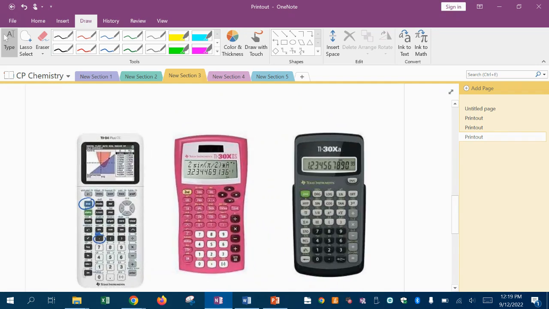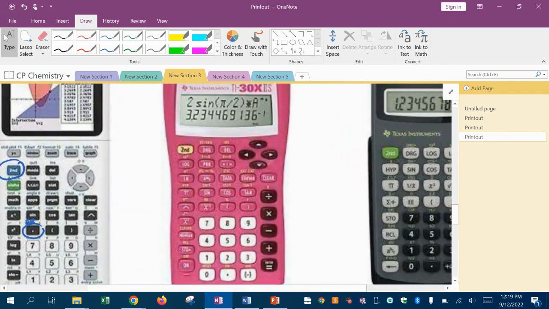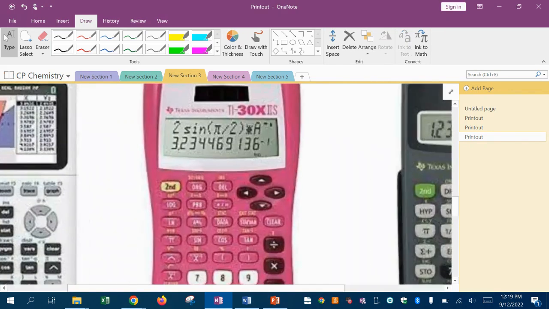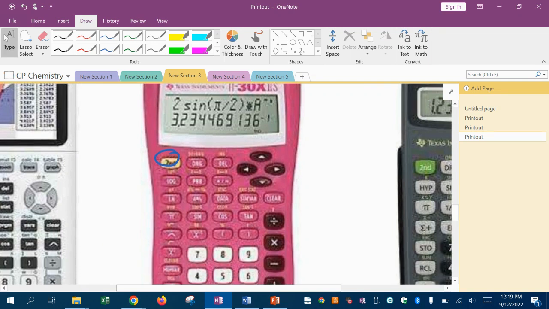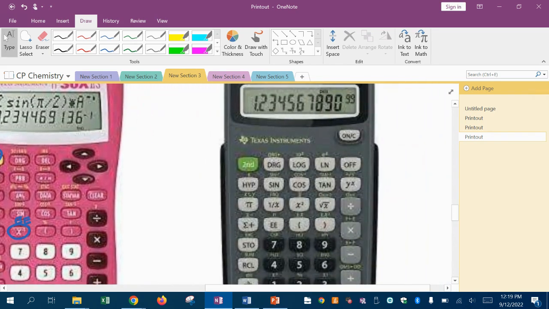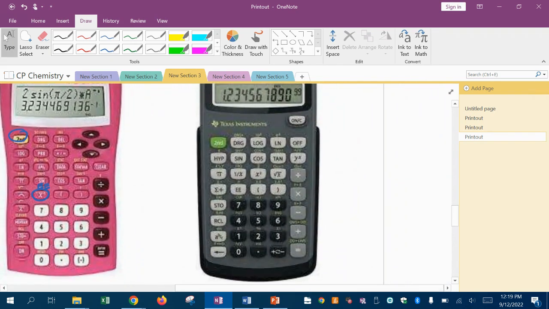If you have one of these scientific calculators that I have in my classroom, it's very similar. You're still going to use your second button. So the second is on the top left. And then your EE is still right above the 7. So it's still right here. So there's your EE button. And then if you have a calculator like this, I know some classrooms have these calculators, you just have the EE button right here. You don't need to hit a second.